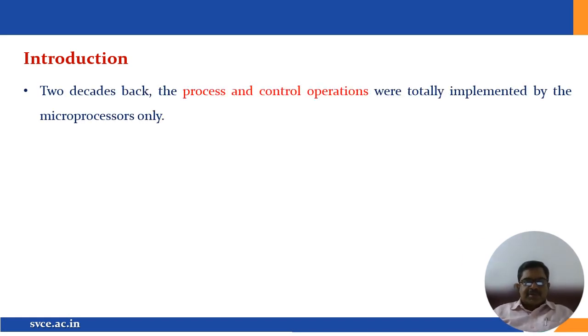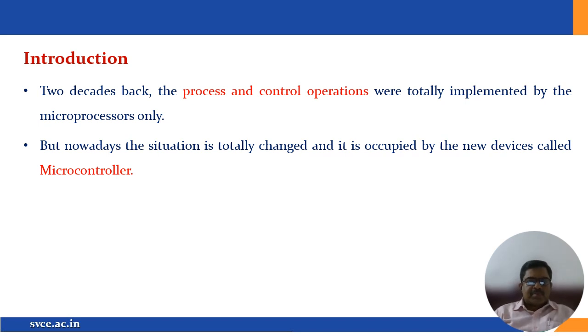So here, if you see in earlier days, two decades back, the process and control operations were totally implemented by the microprocessors only. So we had microprocessors, and we are going to attach the different peripherals to microprocessor, and then we used to get the control operations controlling different processes or different tasks. But nowadays the situation is totally changed, and it is occupied by the new device called microcontroller.